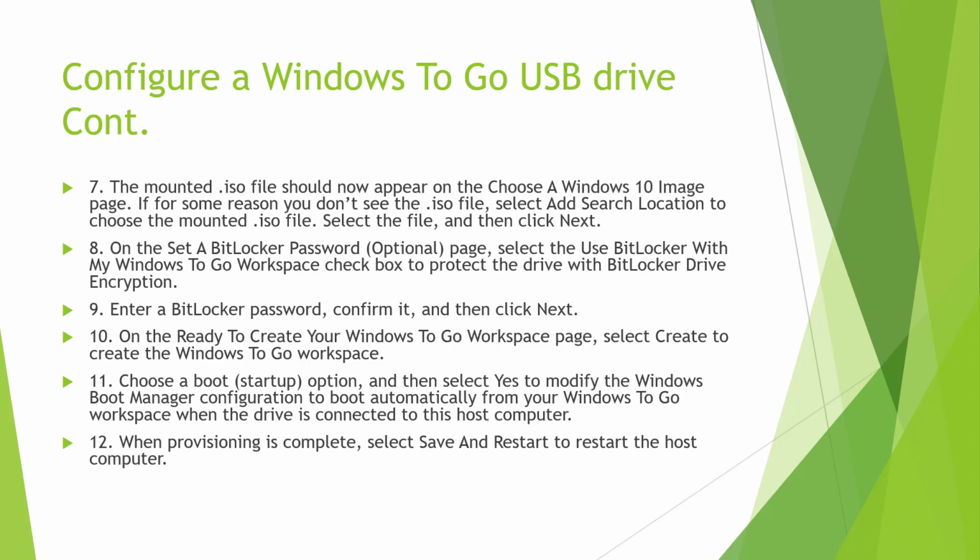If you want to set up BitLocker, that's optional, and you can. Steps 8 and 9 are all about BitLocker. Step 10, you'll create the Windows to Go workspace. You essentially will choose a boot option, and you can modify the boot manager if you want to. When the provisioning is complete, you save and restart, and you're good to go.